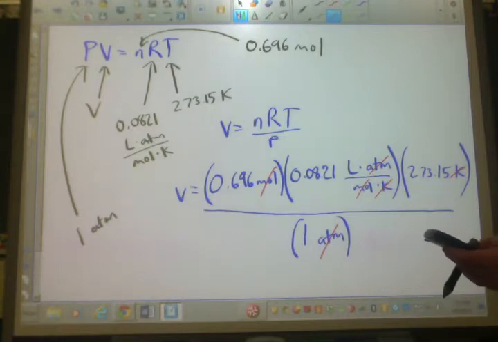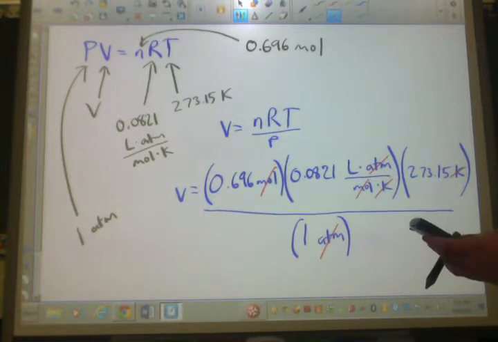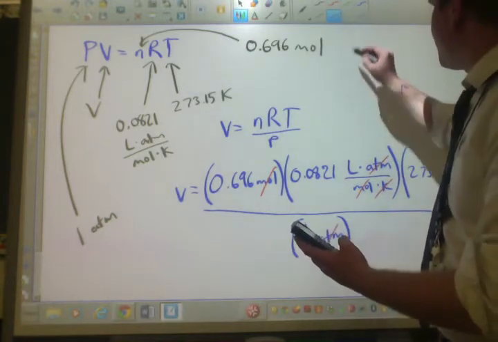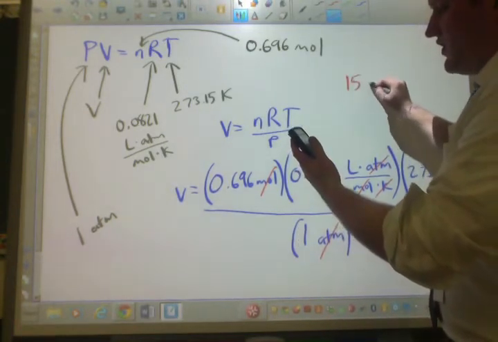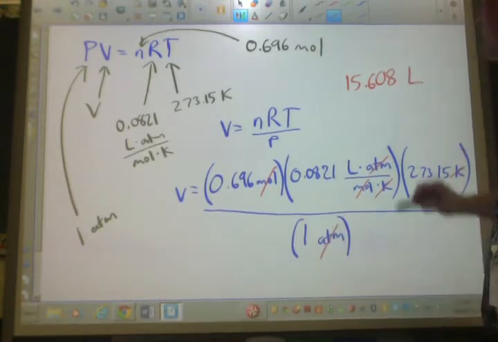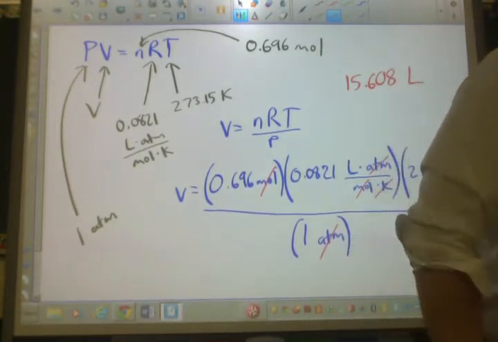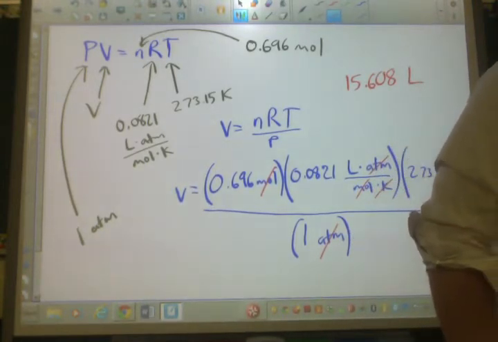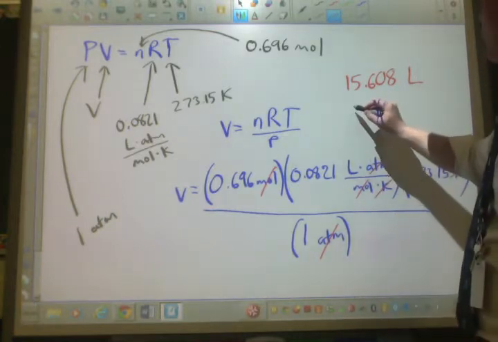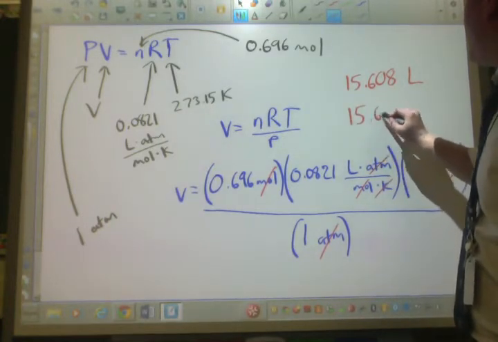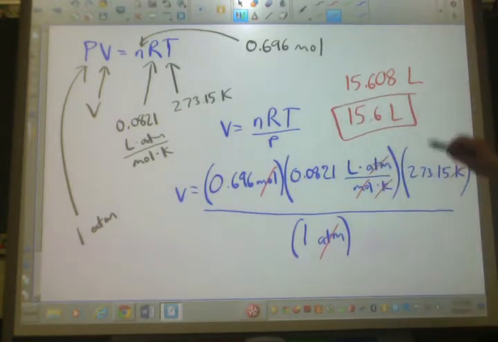So 0.696 times 0.0821 times 273.15 divided by 1 equals 15.608 liters. Let's look at sig figs. I was given 5.00, so I'm going to go with 3 sig figs. 15.6 liters. That is my volume.